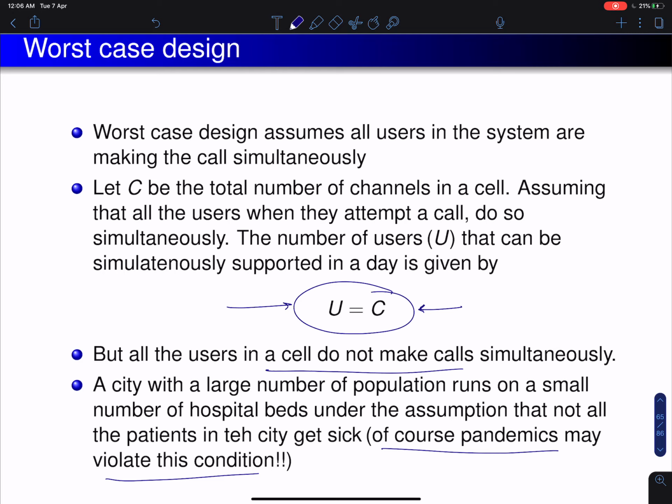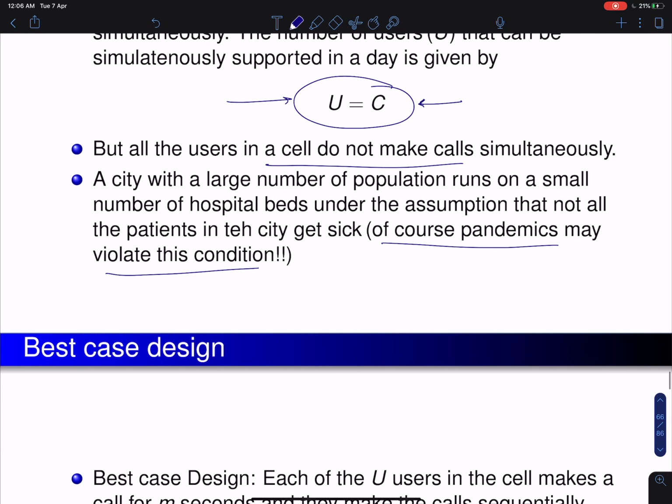Which is what is happening in a pandemic situation. Okay, so then we will of course need to increase the number of beds. That's an obvious situation, but we will never encounter such a situation. Which is why I can actually have the user count to be much greater than the number of channels.